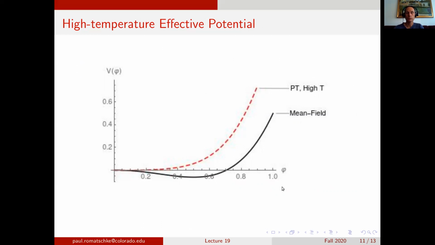What you should notice when you compare these two curves is that indeed there is a qualitative change from the mean field result at high temperature, in the fact that the high temperature perturbative result does not have a minimum except for phi of 0. So it's a symmetric potential, and that means that at high temperature the symmetry is indeed restored, which is something that we already argued for in the last lecture.